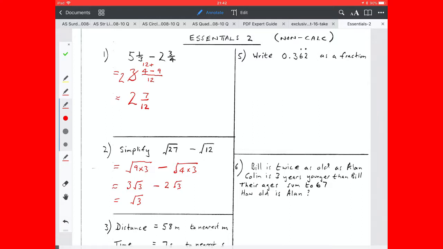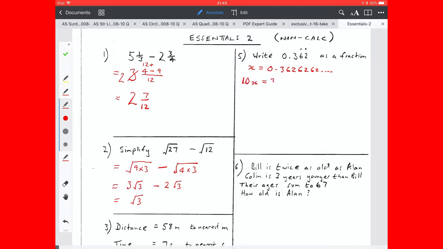Question 5. Write 0.362 recurring as a fraction. In these questions, we let x be the number given. So let's say x is 0.3626262, and so on. Now I want to create two numbers with the same decimal part, so that when I subtract one from the other, the decimal will disappear. And the same decimal part will have to begin with a 6262. So I'll create a number 10x, which will get rid of the 3 at the front.